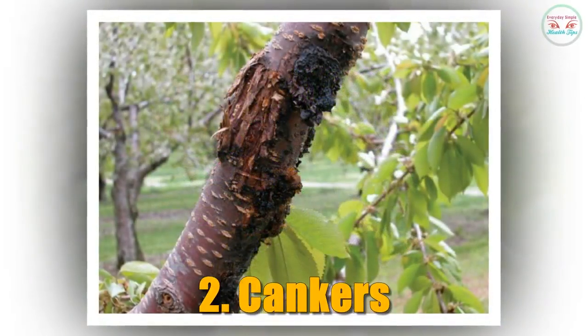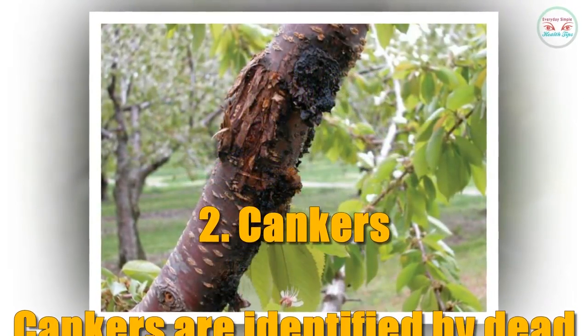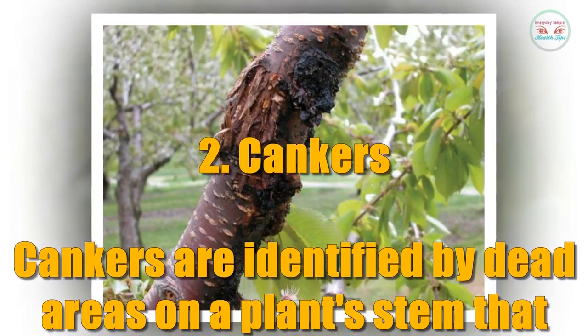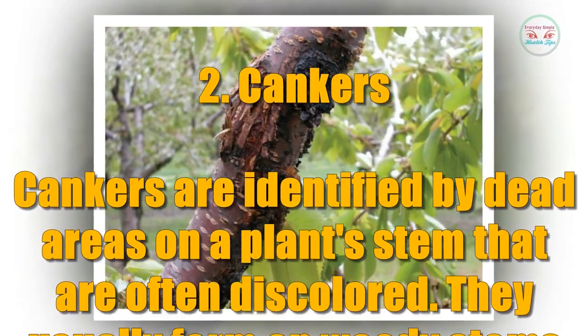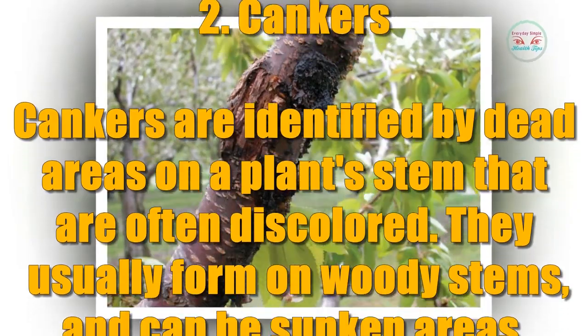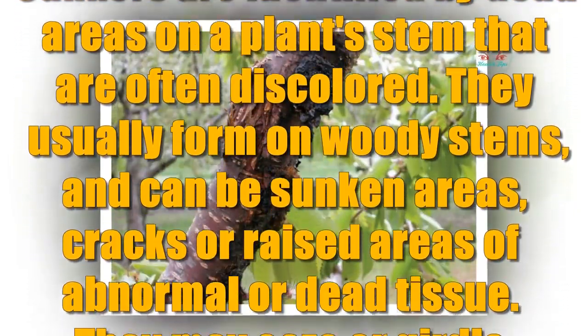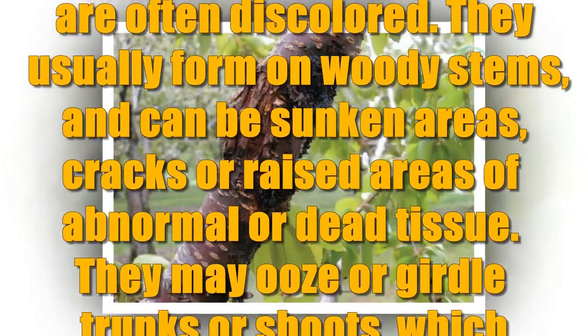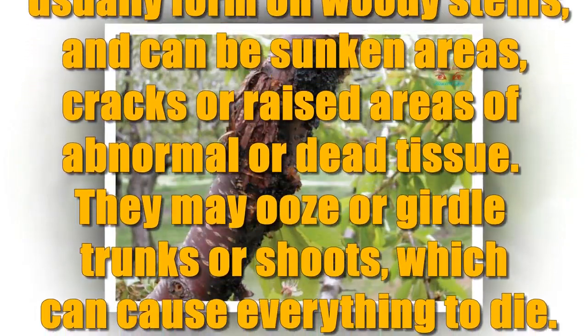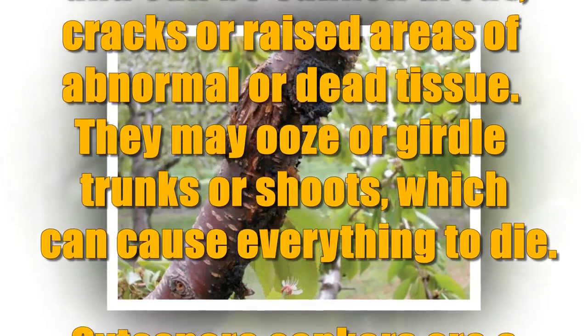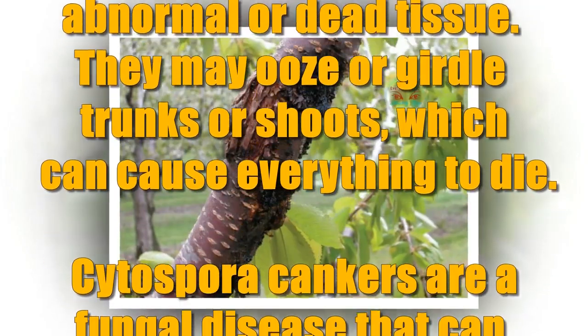2. Cankers. Cankers are identified by dead areas on a plant stem that are often discolored. They usually form on woody stems, and can be sunken areas, cracks or raised areas of abnormal or dead tissue. They may ooze or girdle trunks or shoots, which can cause everything to die.